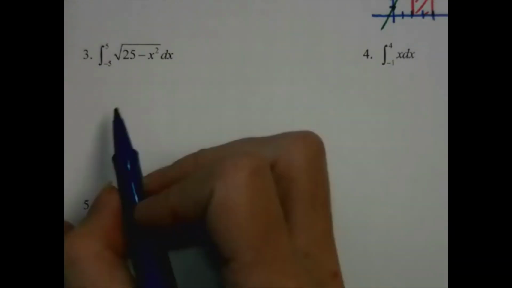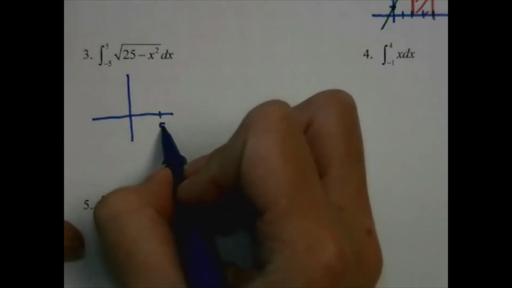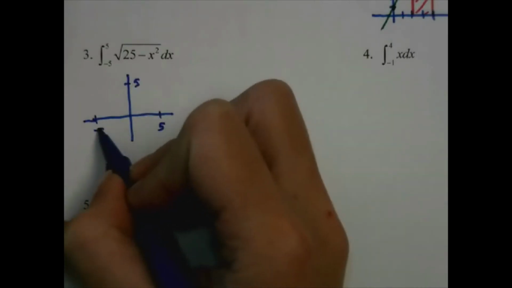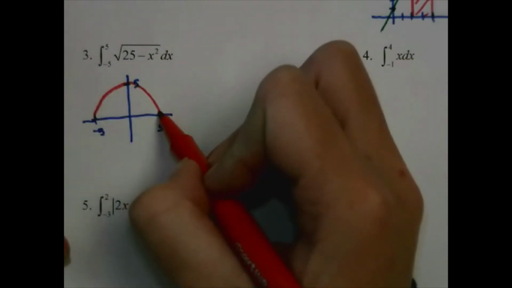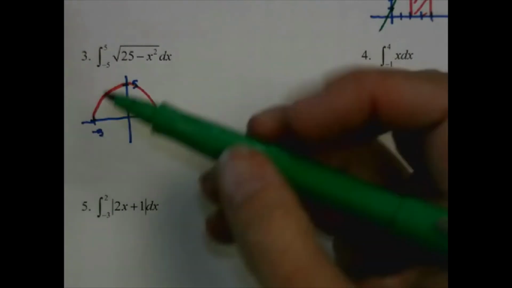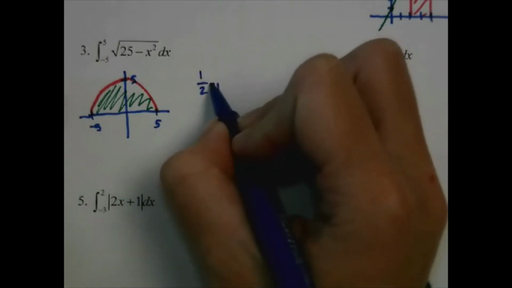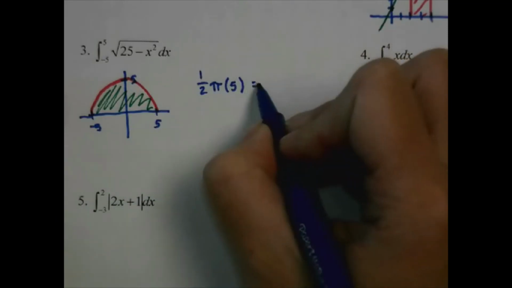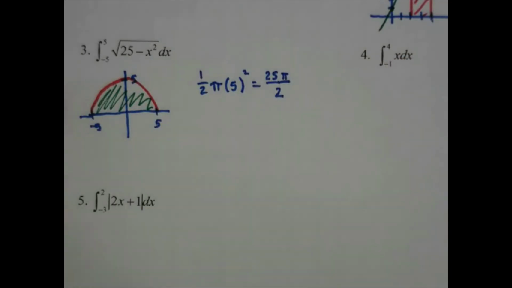Okay, this one is the area formula for a semicircle with a radius of 5. So I'm going to go 5, 5, -5. So my function is just a semicircle, and we want the area from -5 to 5. So this one's area is pi r squared, 1/2 pi r squared. So this is going to be 25 pi over 2.